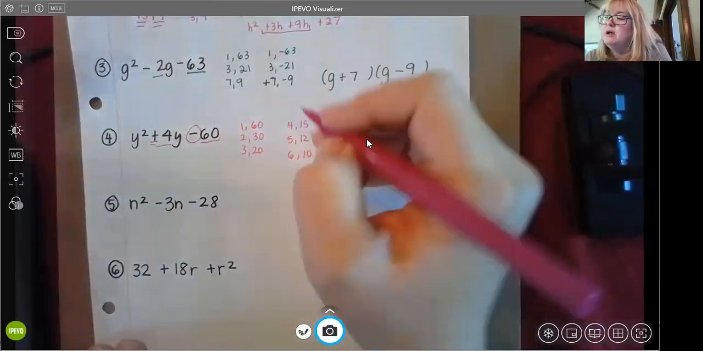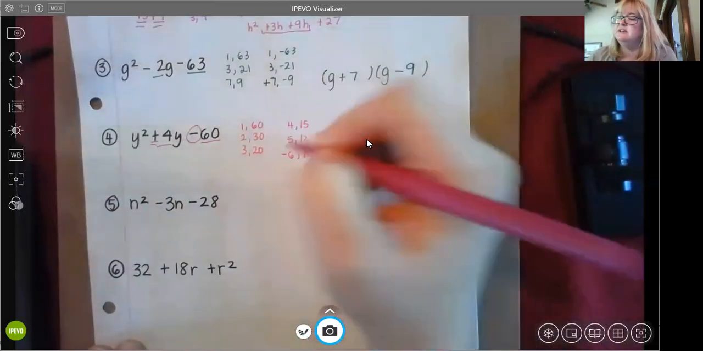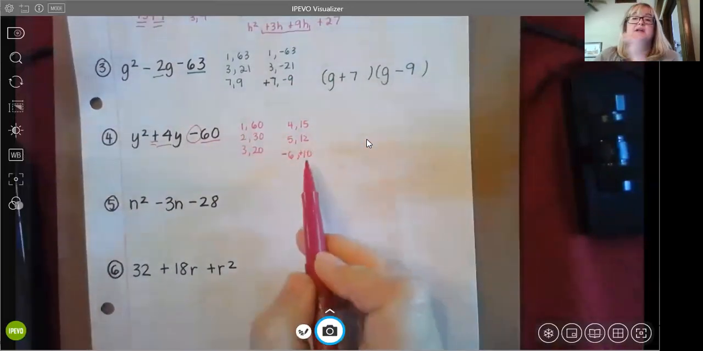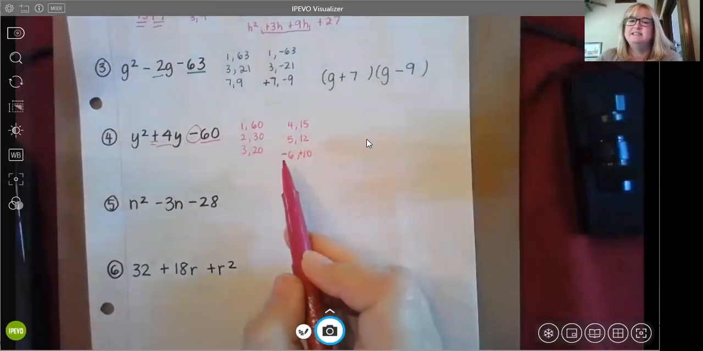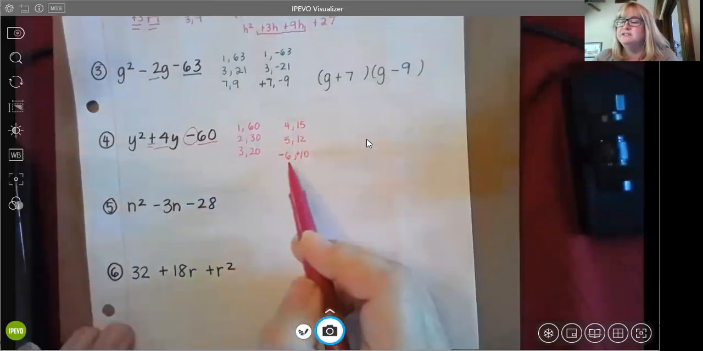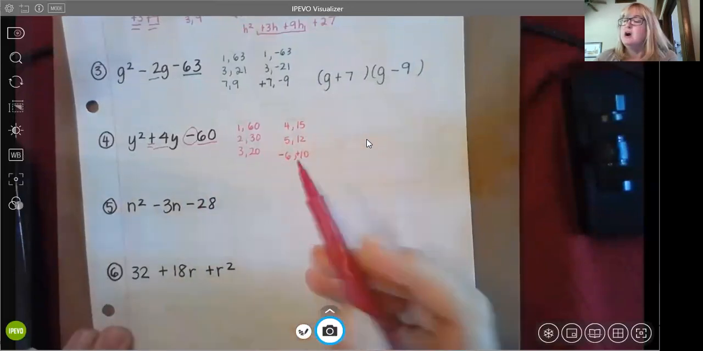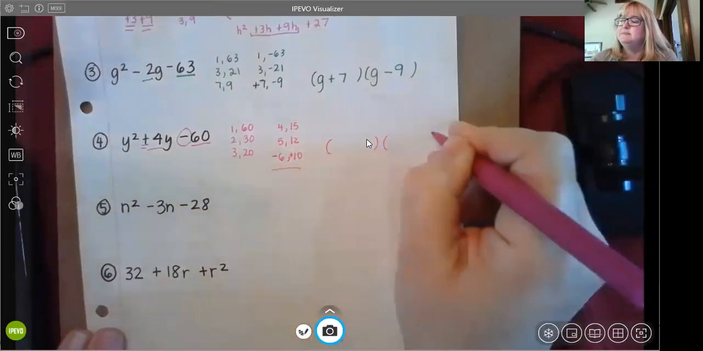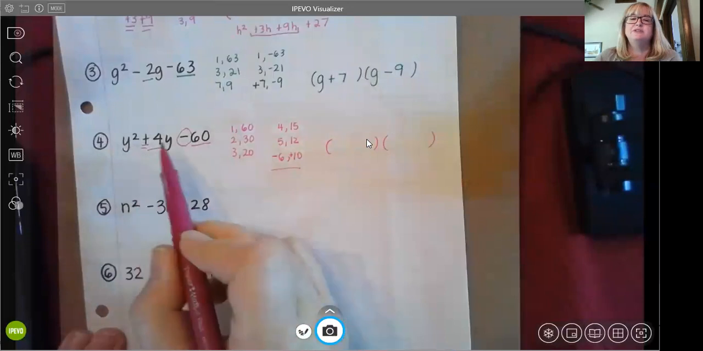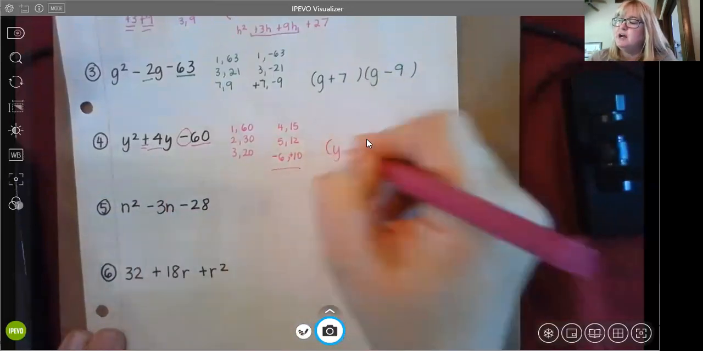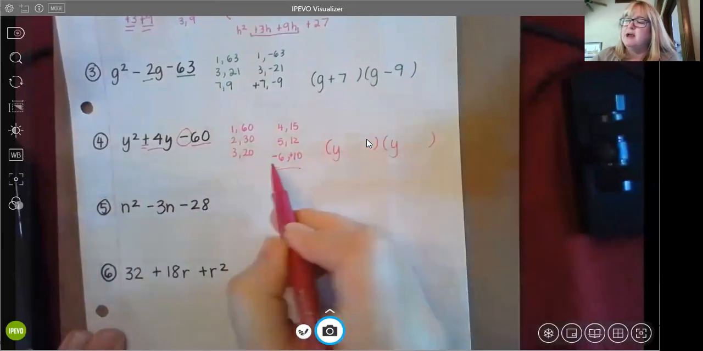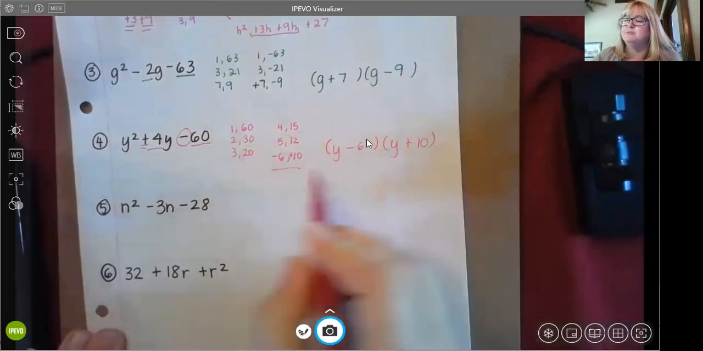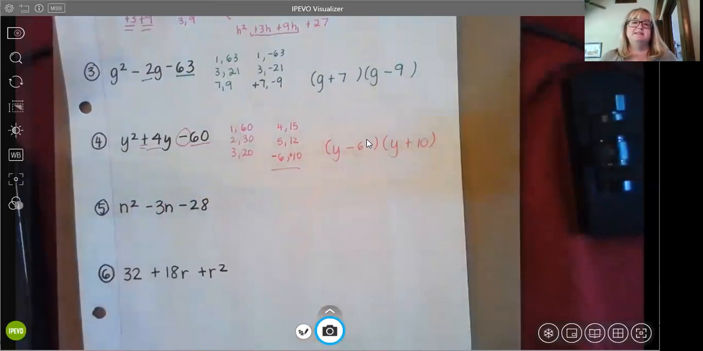Okay, so we said this was close. Smaller factor is negative, plus 10. So 10 minus 6 is positive 4, or negative 6 plus 10 is positive 4. All right, there it is. So if I were to factor these, my first term is y squared, so it's going to be y times y. And I've got a minus 6 and a plus 10. And if you were to multiply these out, you would get this.